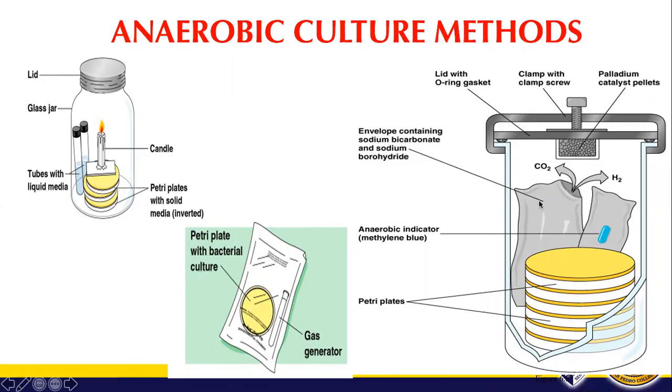These are examples of the anaerobic system. So this is GasPak. We actually have this in school. I don't know if they bought another one. GasPak is a brand name. It contains palladium catalyst pellets. It contains envelopes that are supposed to be opened to produce carbon dioxide. It has sodium bicarbonate and sodium borohydride, which would supply carbon dioxide. Indicator systems are also included so that we could check from time to time if the system is still anaerobic.